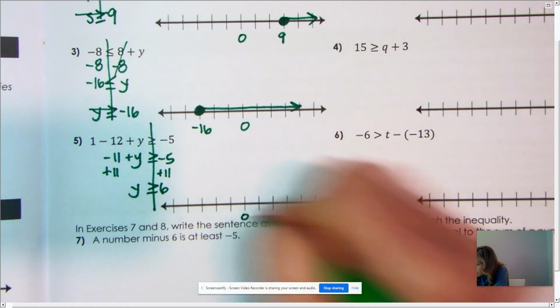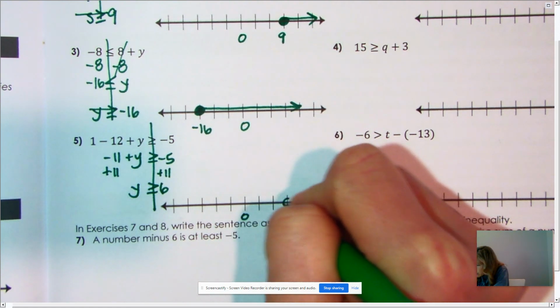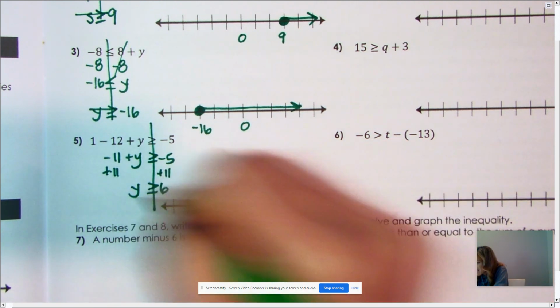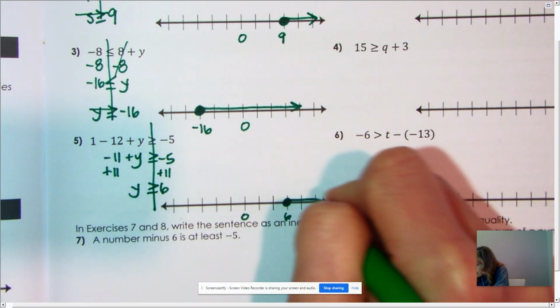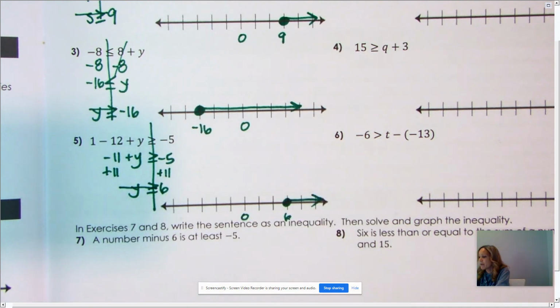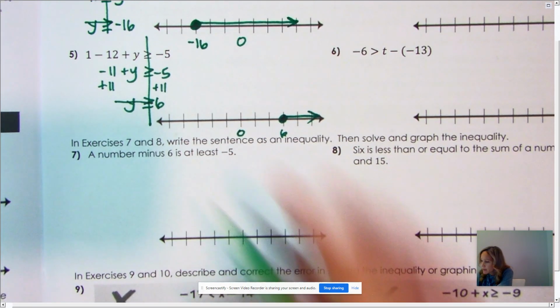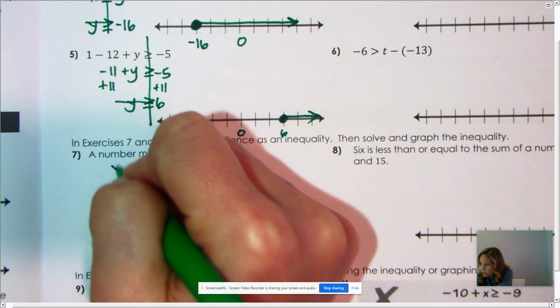So I'm going to put 0. I'm going to put a 6 over here. I'm going to put a circle. It's equal to, so I color it in. And then y is greater than. So we're going that direction. Okay. Question number 7. A number, again, when we don't know what the number is, you could write x or n.